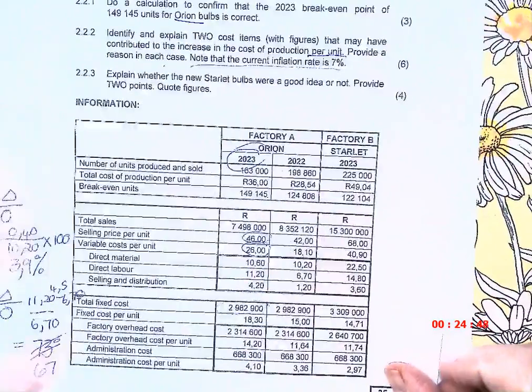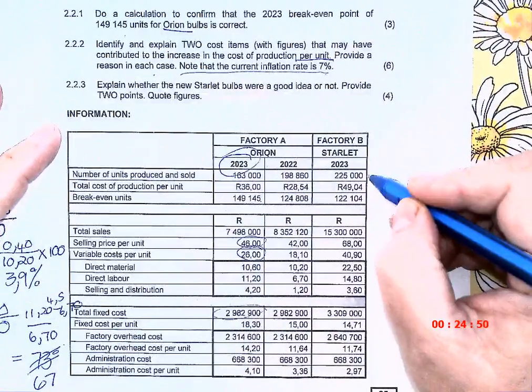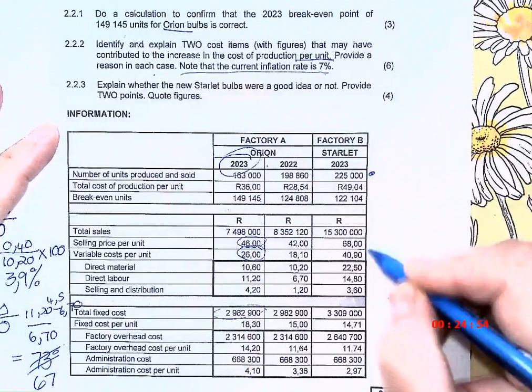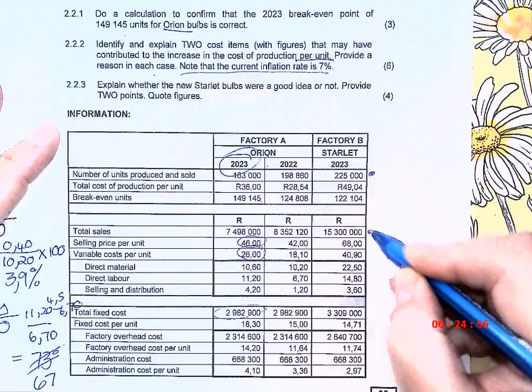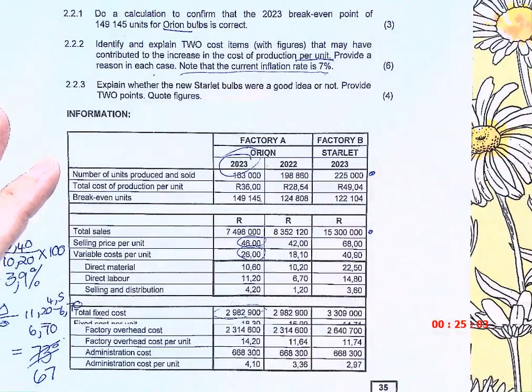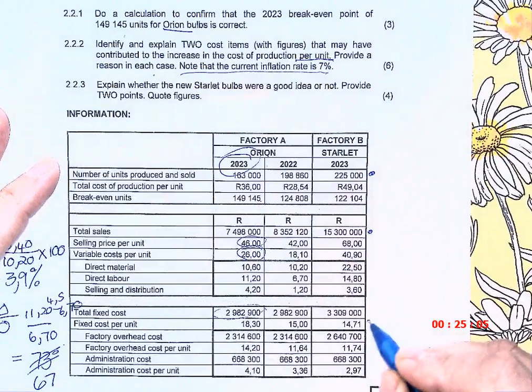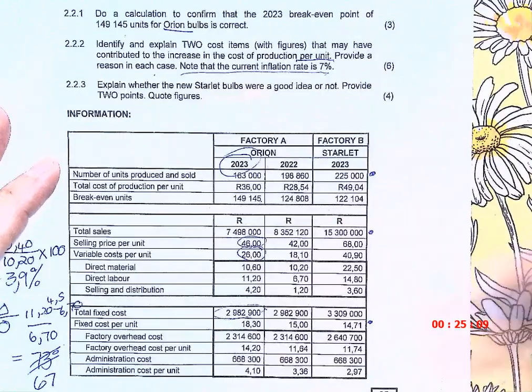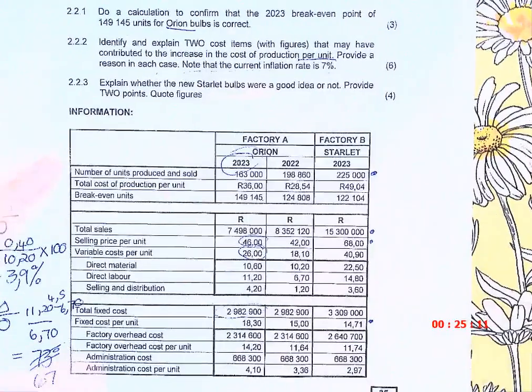Let's see. If I look at this, can you see the number of units sold? Yeah, it's greater than the break-even point. Yes. Can you see the total sales? Yeah, oh wow. Okay. Definitely better than 48. Can you see the fixed cost per unit? It's lower. Okay, so I would say the selling price per unit is more.